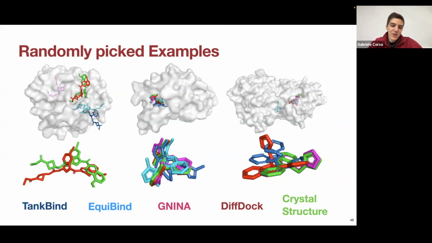We see that, for example, in the middle visualization, the prediction of DiffDock is extremely good. And on the very right, in dark blue, TankBind produces a rather unrealistic molecule configuration. Okay, but if you want to see some more examples, feel free to look at all the nice images we have in the paper.